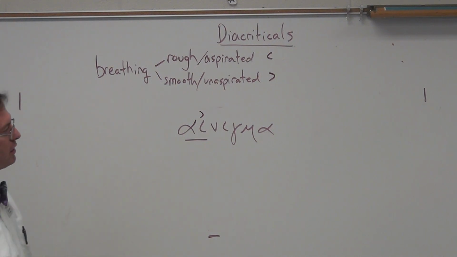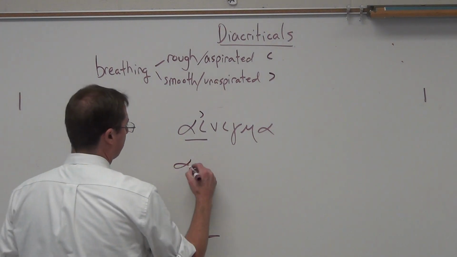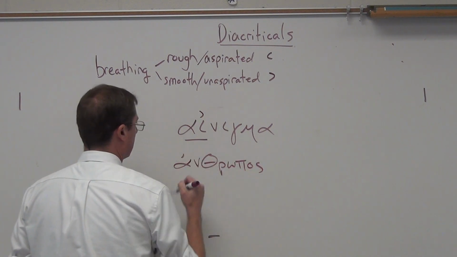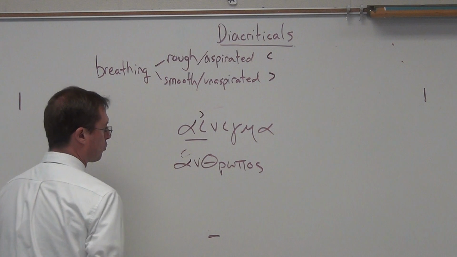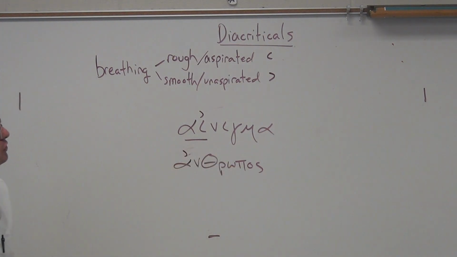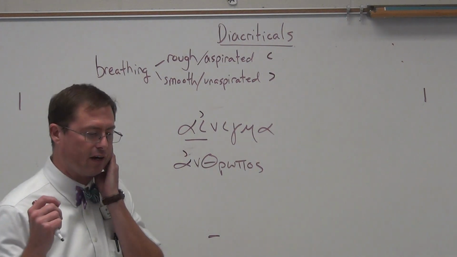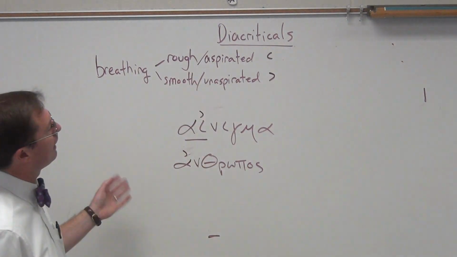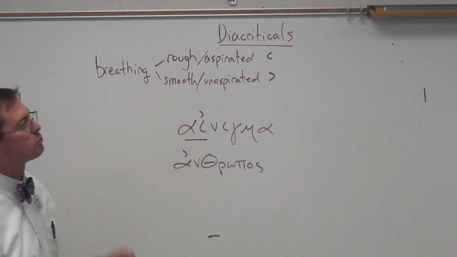You also see this smooth breathing on the word for human being. It is not anthropos, but rather anthropos. And so every single time a word begins with either a vowel or with a diphthong, you've got to have either that rough breathing or that smooth breathing.